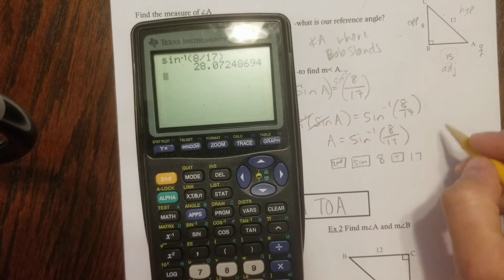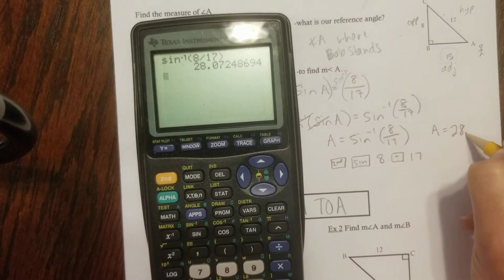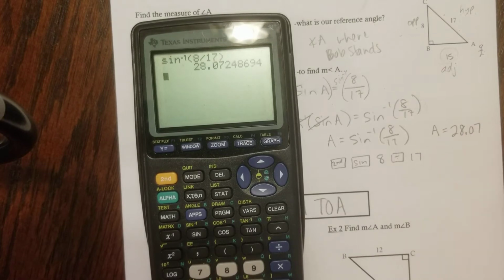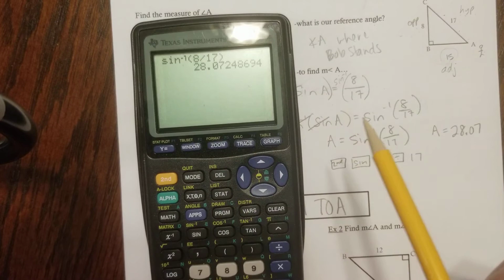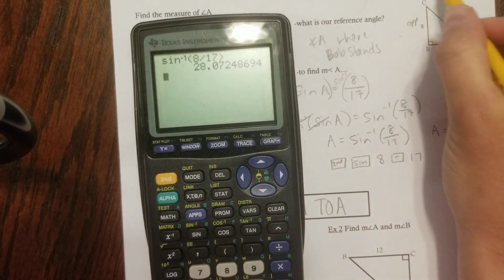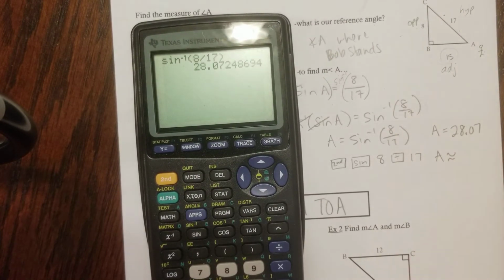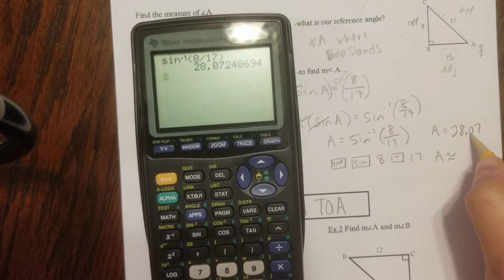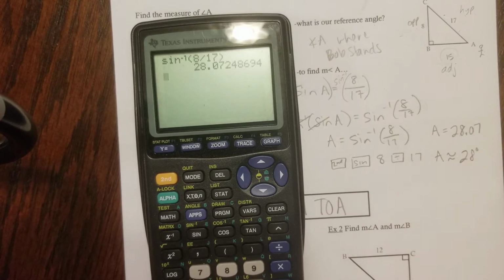So if you type that in and you get 28.07, then your calculator is a forward calculator and you're going to type it the exact way that you see it. Now, a couple things. We are going to round to the nearest degree, which is the nearest whole number. So then angle A is going to be approximately... we look at the tenths place, that's a 0, so it tells us to stay at 28 degrees.